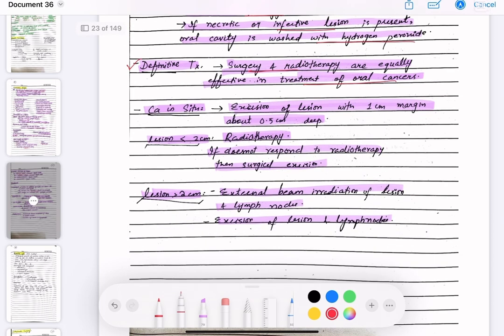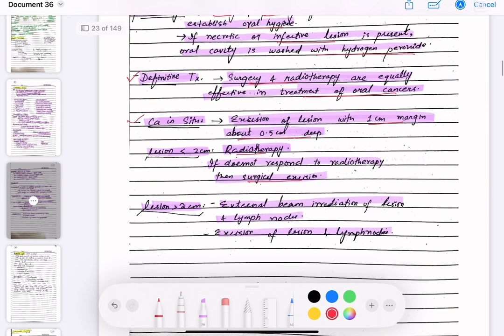Now, carcinoma in situ: the excision of lesions with 1 cm margin, about 0.5 cm deep, and lesions less than 2 cm get radiotherapy. If it does not respond to radiotherapy, then surgical excision is done. Treatment is provided according to the size of the lesions. So if it is carcinoma in situ, that is, it has not spread, then excision of the lesion with 1 cm margin, about 0.5 to 1 cm deep, is done.